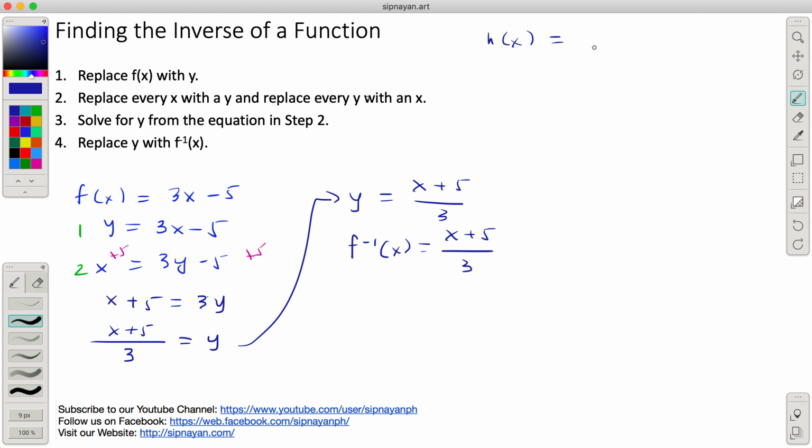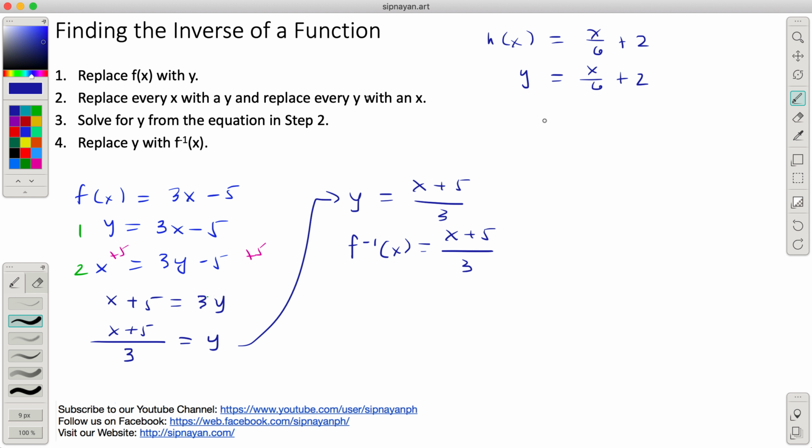equals x over 6 plus 2. So anong una natin gagawin? Ang una natin gagawin is to replace f of x with y, sorry, f. Pero dito ang ating function ay h of x. So magiging y equals x over 6 plus 2.